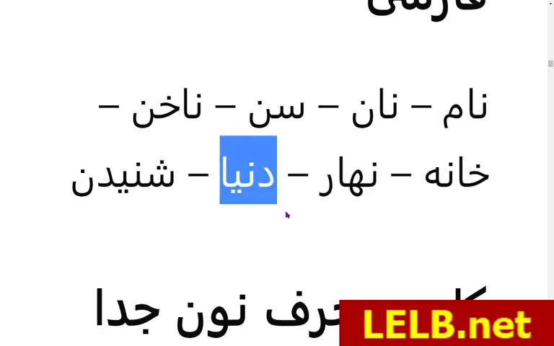And the rest, ناخن. نون الف خ نون. ناخن is nail. خانه. خ الف نون هی دو چشم. خانه means house, home. نهار. نون هی دو چشم الف ر. نهار means lunch, a meal. دنیا. دال نون ی الف. دنیا means world.